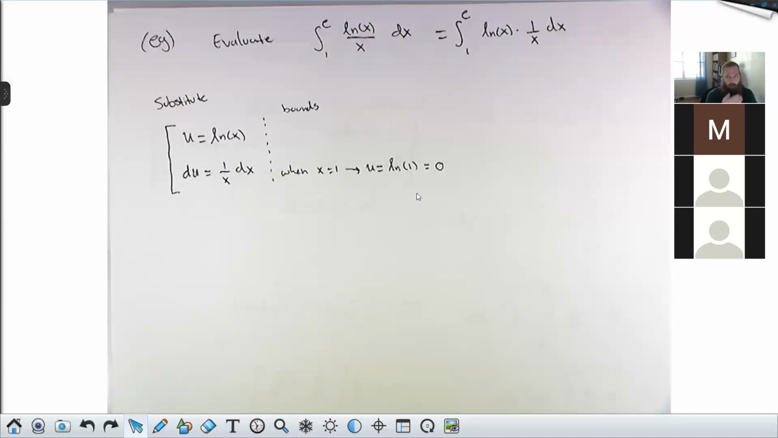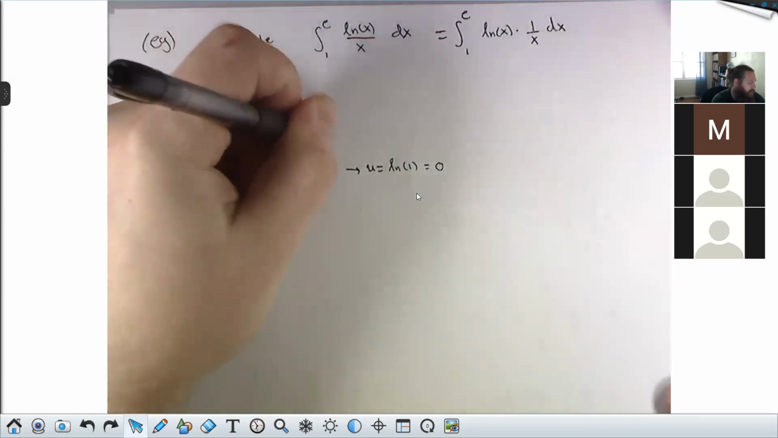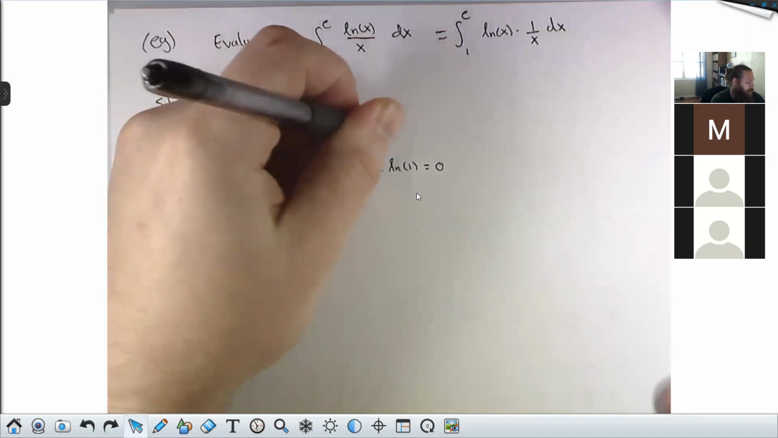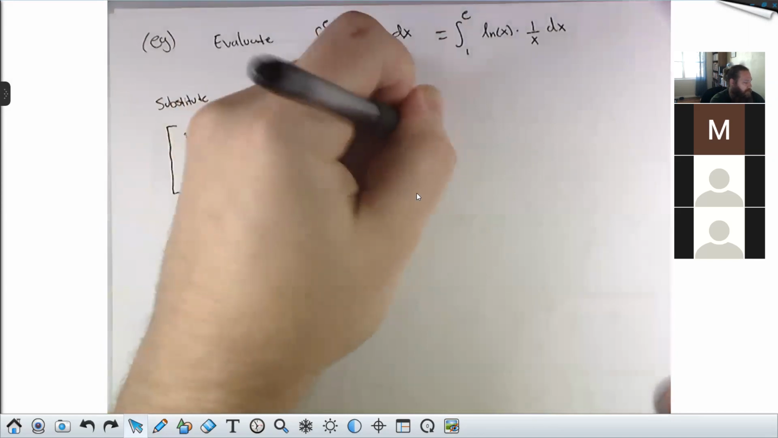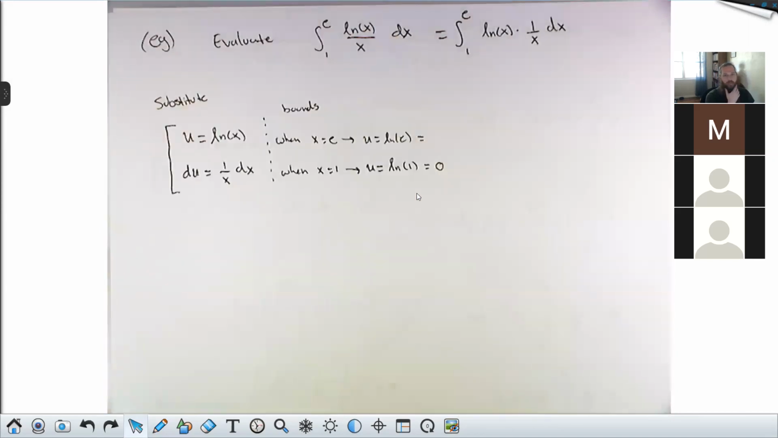All right, and you'll see this show up with trig stuff. You'll see this show up with exponentials. You'll see this show up with logs. Knowing these are critical. Similarly, when x is equal to e, u would be the natural log of e. And somebody else help me out here. What is the natural log of e? 1. Yeah, very good, 1. All right.